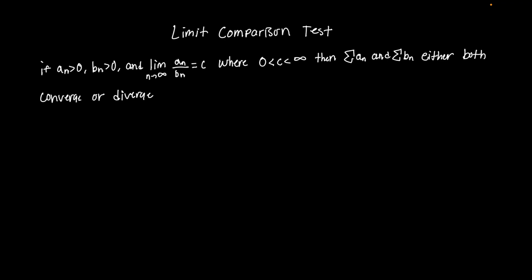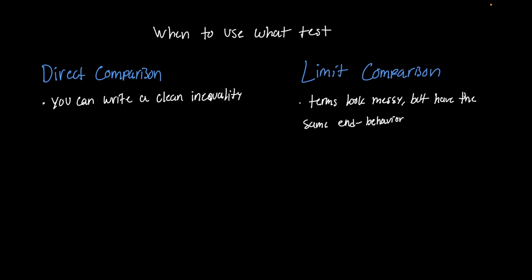So that's basically a limit comparison test. So now let's see when to use what test. I guess a good strategy is that you use the direct comparison test when you can write a clean inequality. I guess that's straightforward, right? Nothing too fancy or complicated. And then we can use the limit comparison test when the terms are messy, but the end behavior is going to be the same for the long term.